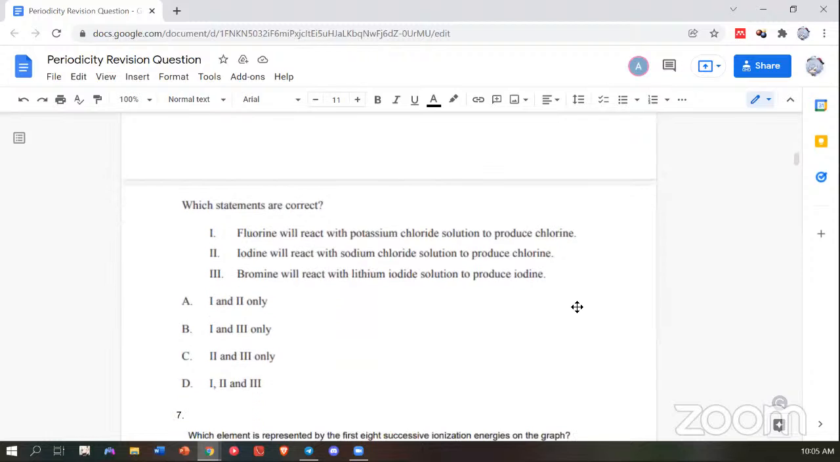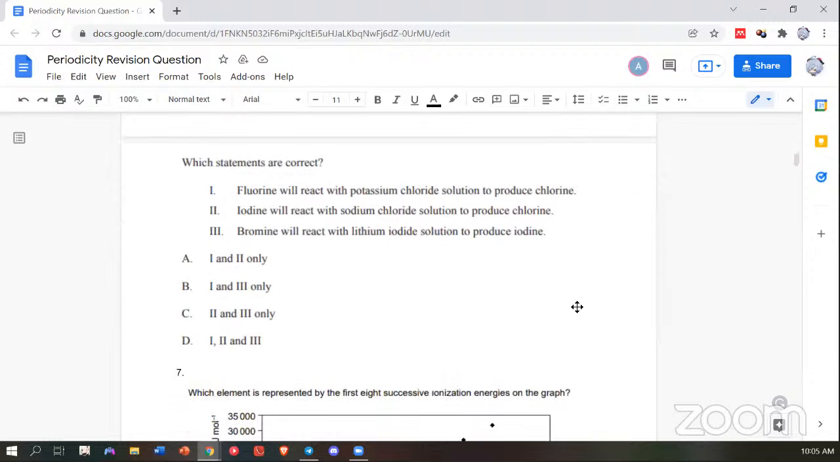Okay. Which statements are correct? Fluorine will react with potassium chloride solution to produce chlorine. Okay, ni sebenarnya kita kena ada dia punya apa tu? Chart. Fluorine reactivity apa ni? Group 17 reactivity. Tak pun kita tengok je lah dekat dalam punya data booklet tu. F, Cl, Br, I. Thank you Jima.